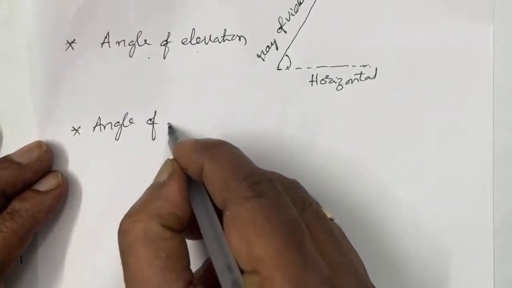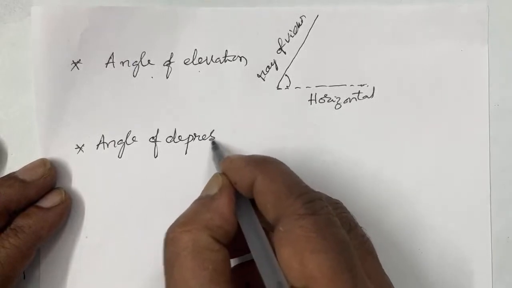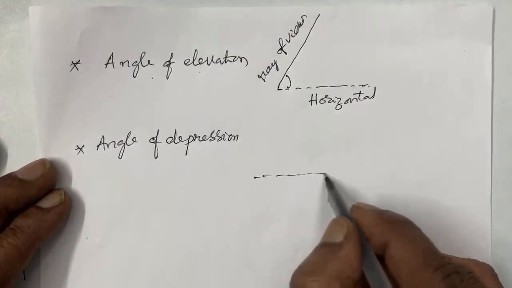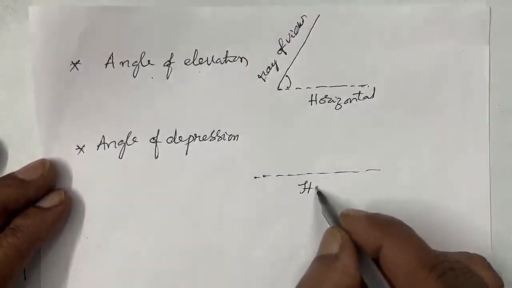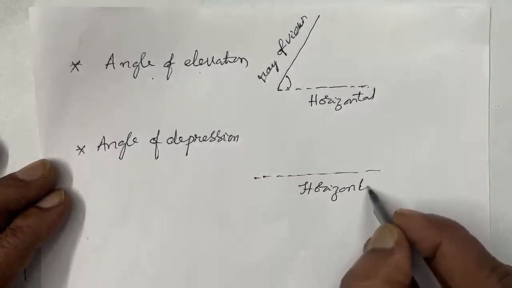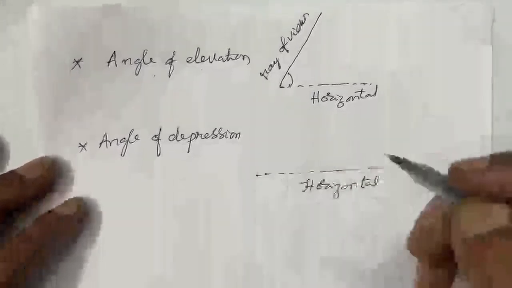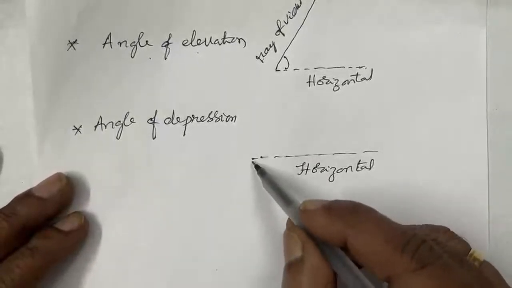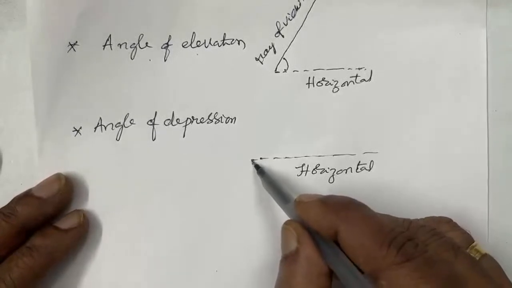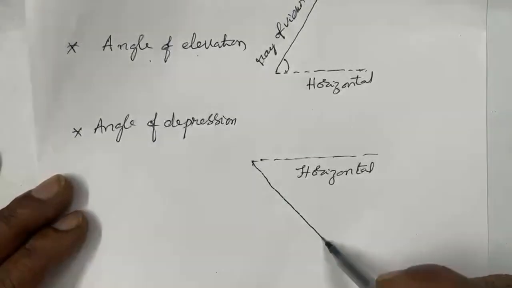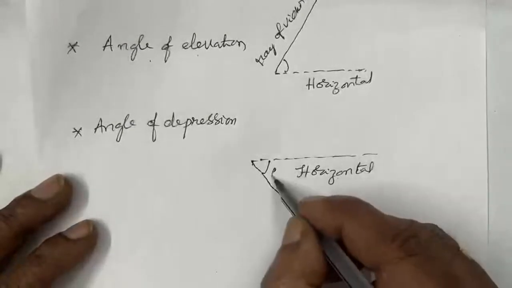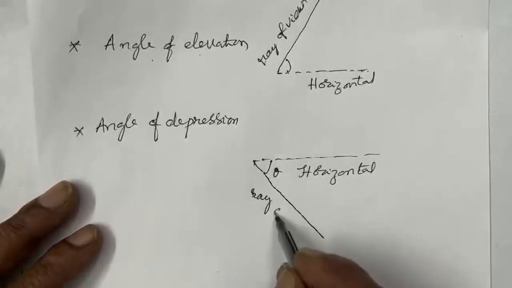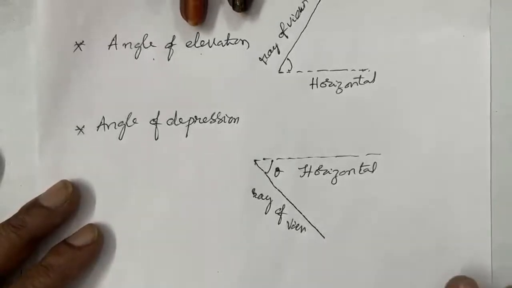This is the angle of depression. Suppose again the same situation, the ground should be taken as horizontal. Here is one interesting matter. When you are seeing below the horizontal line, the angle that is made below the horizontal line is called the angle of depression. This is what we call the ray of view.